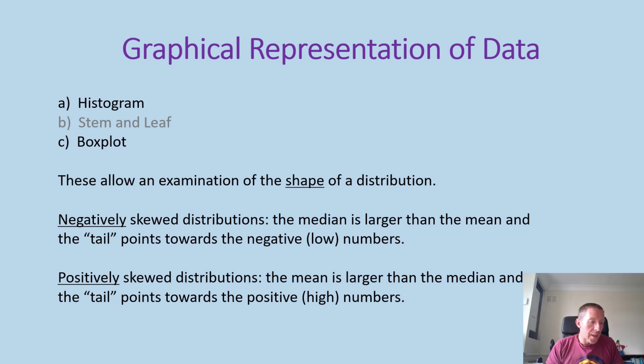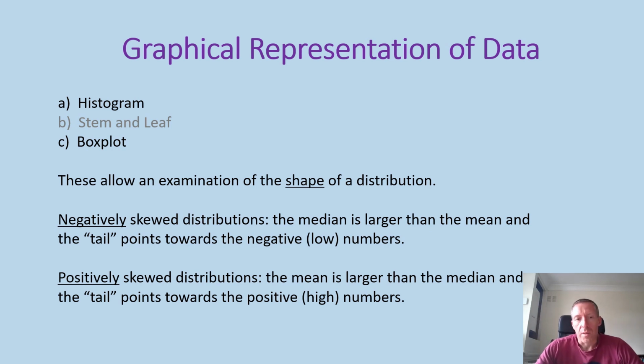Some things that are worth commenting on, though, are the fact that the shape of distributions of data can be skewed in some way. So we can find we've got negatively skewed distributions where the median is larger than the mean, and the tail points towards the negative or low numbers. Okay, so the skew relates to where the long tail of the distribution is. We'll see what this means in a second with some pictures.